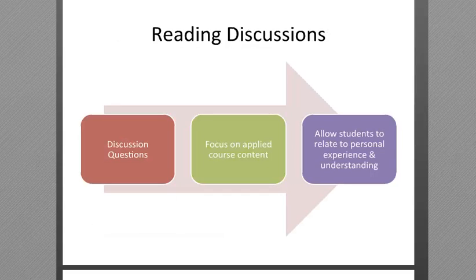Okay, next is the reading discussion, the most popular one. Basically, the way it works is you assign reading, and then you also assign discussion questions, and students focus on the applied course content as they discuss the questions that you provided for them. And then, of course, it allows students to relate to personal experiences and understanding. So you're asking students to relate what they know in their own experiences and in their own lives to what it is that they're reading and discussing in class. And like I said, that's the most common type of discussion that you'll see.